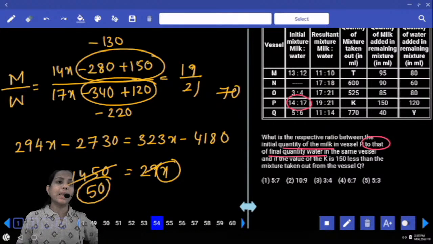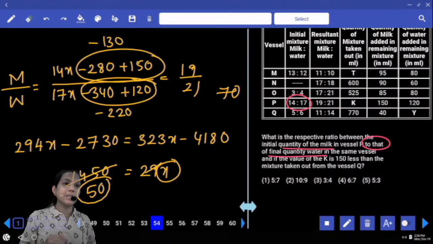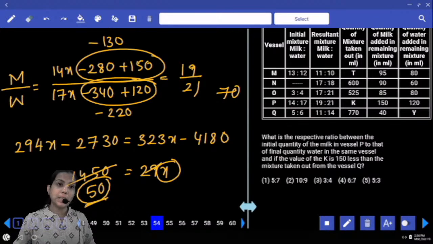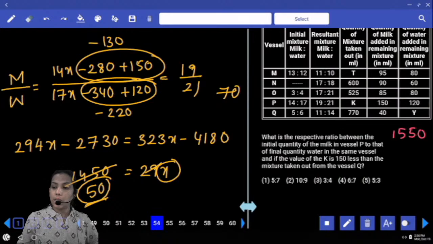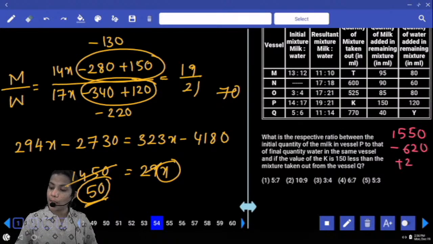What is initial quantity of vessel P total? 14 plus 17 ante 31. Out of 31, what is 31 into 50? 31 అంతే కదా వెసల్ P. వాట్ ఇస్ 31 ఇంటూ వాట్ ఈస్ 1 part వాల్యూ? 50 వచ్చింది కదా. సో వాల్యూ 31 into 50 is equal to 1550. How many liters was taken? 620 was taken, and how many were added? Plus 270. 270 was added.